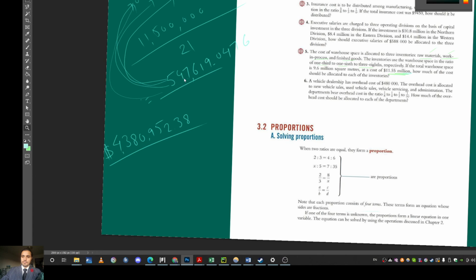Anyways, so that's the point. We'll multiply this number, 547,619, with 8 to get the cost that will be distributed to the raw material inventory. Then multiply this with 4 to figure out how much cost will go to the work in process inventory. And finally, we multiply this with 9 to figure out how much will go to the finished goods. So that's how the cost will be allocated.